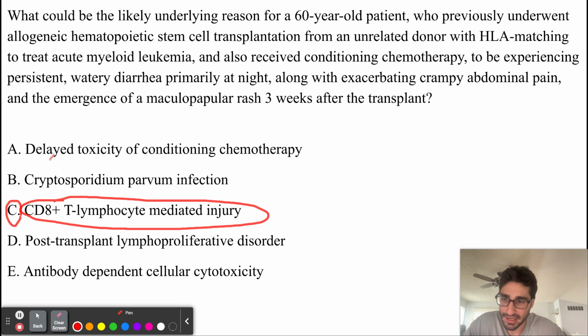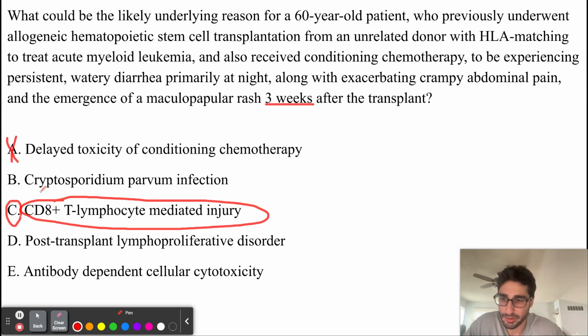Now, answer choice A, delayed toxicity of conditioning chemotherapy. Now, this does not fit our timeline. The toxicity of chemotherapy with vomiting, nausea, those symptoms usually occur within a week of chemotherapy. So the 3 weeks is not going to fit our timeline.